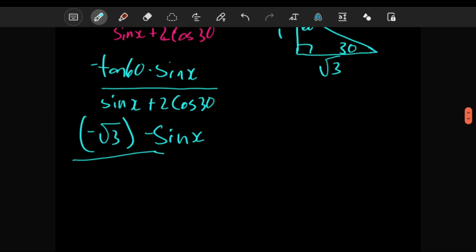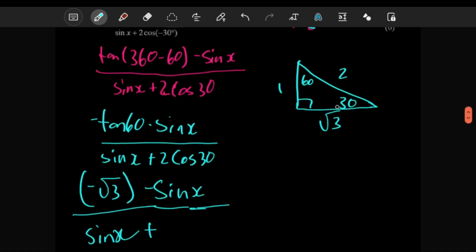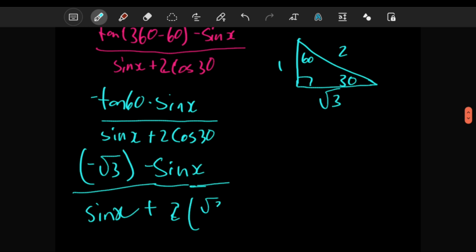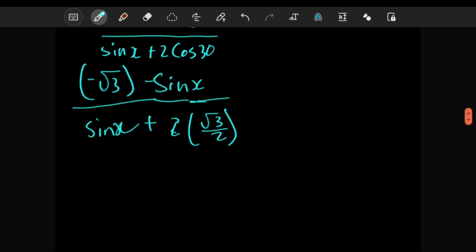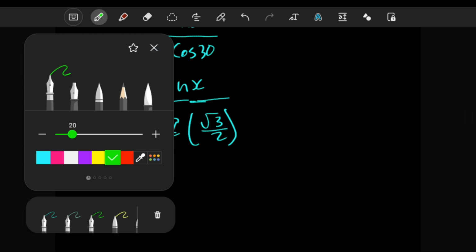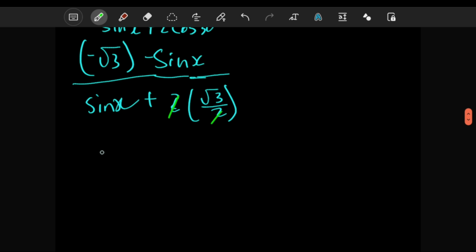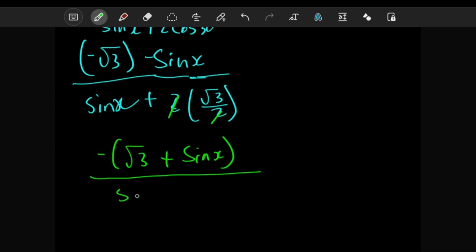At the bottom, you also have sine x, and then plus, what's cos 30? Cos 30 is adjacent over hypotenuse. So here it's 2 with adjacent over hypotenuse. Oh, this is nice. At least the 2's are going to cancel out. So this 2 is going to cancel that 2 down there. At the top, we might as well take out a negative as a common factor, because the bottom part now is at least going to look like the top.